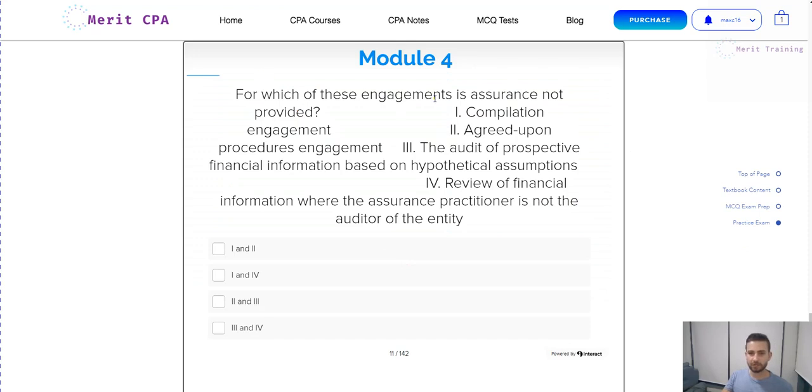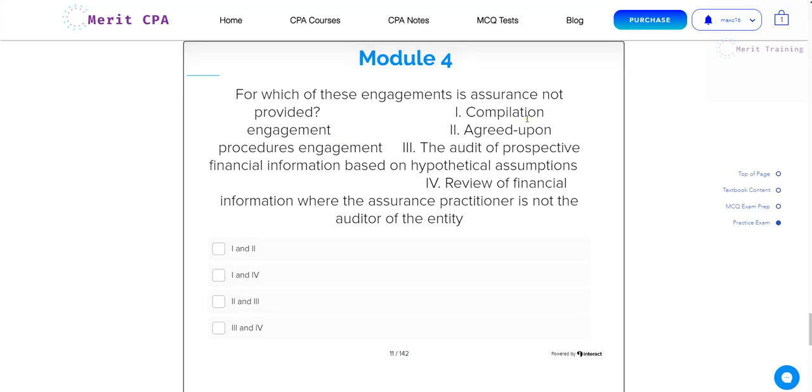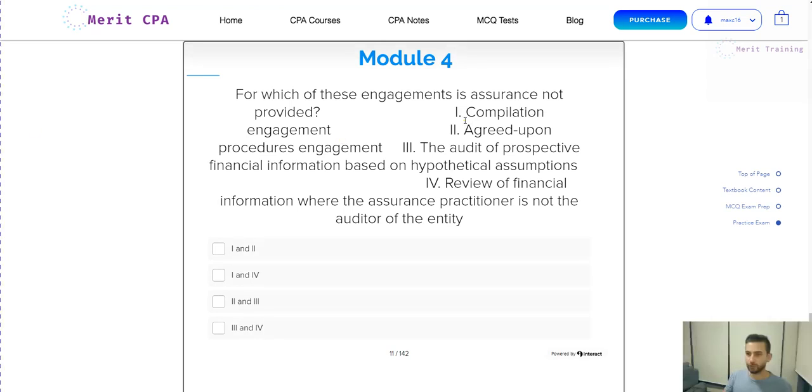So for which of these engagements is assurance not provided? Is it A, compilation engagement, B, agreed upon procedures engagement, C, the audit of prospective financial information based on hypothetical assumptions, or D, review of financial information where the assurance practitioner is not the auditor of the entity. Alright, so for this one, I would just get to the section in the notes that talks about the different types of services, whether they're non-assurance or assurance services, and just go through them in detail.